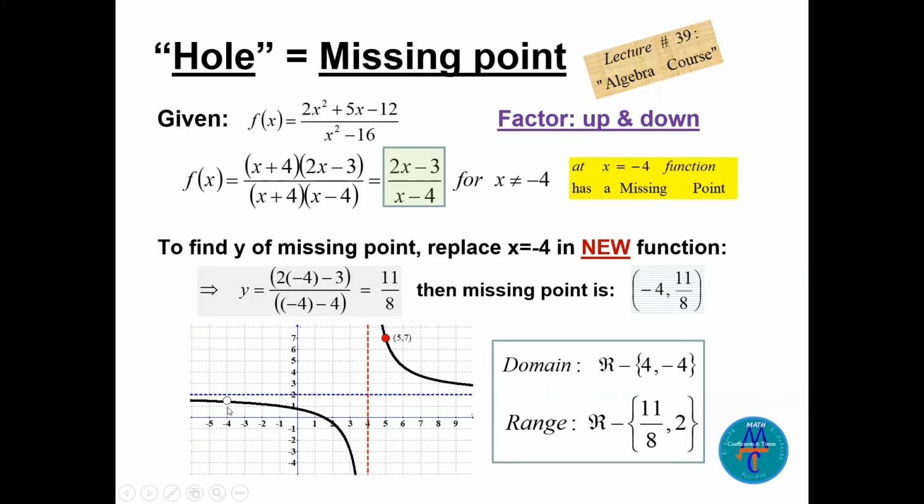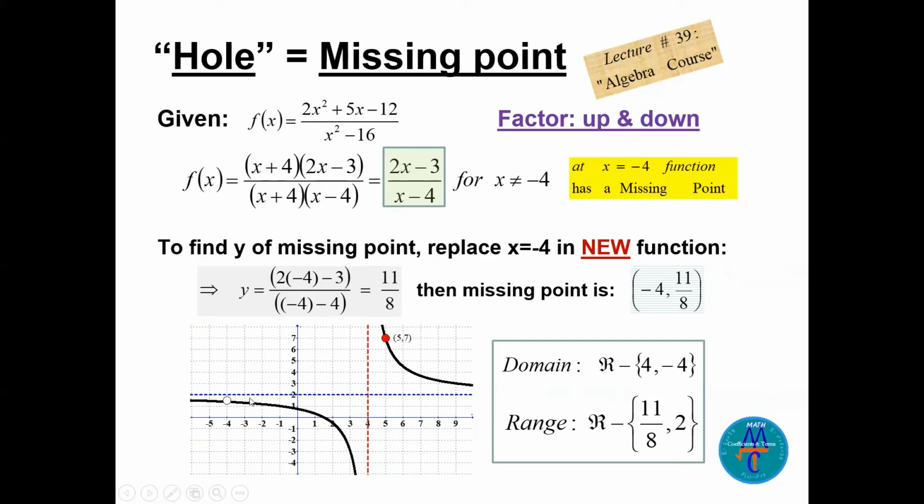Look at the graph here, you see? There is a hole here. Anytime you make a cancellation, you have one hole. If you make 2 cancellations, 2 holes, 3 cancellations, 3 holes. You can also call it a missing point of the graph. Now, we use only whatever is left. We call it the new function here.